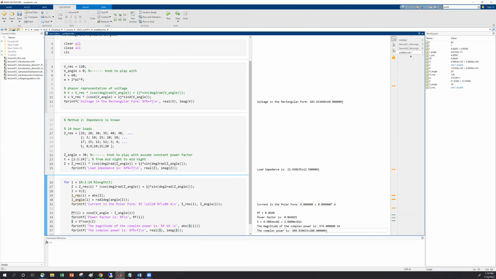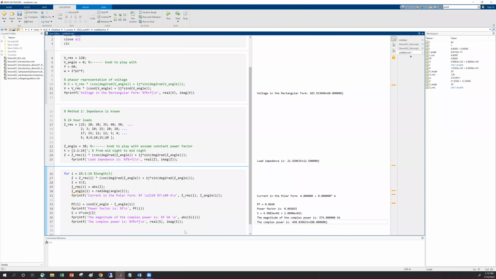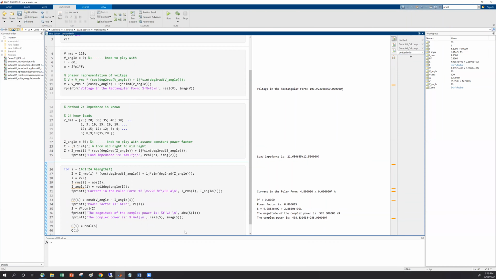Okay, so once you do that, obviously P is usually the one that we care about, because in your household you pay for the real power you consume. So that's just the real part of S. And then your Q simply will be the imaginary part of S. Okay. So in that case, I will run it. You'll see that P equals the real part, and then Q equals the reactive power part. So we already mentioned that last time.